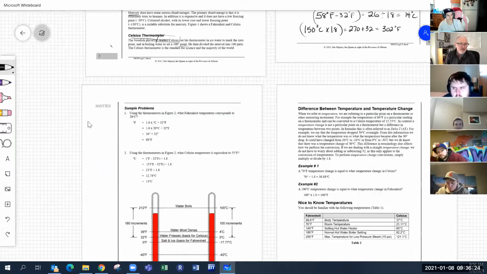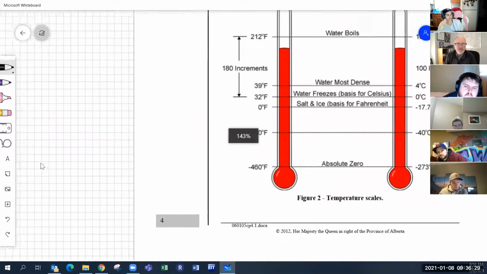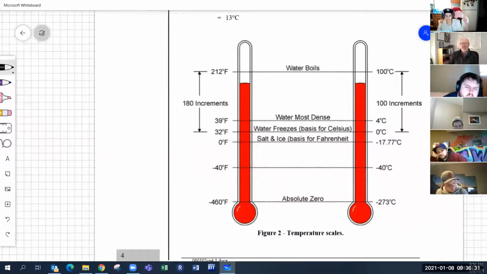And then look at this little image here. This is also important for us. Now, you see at this point right here where it says salt and ice? This is where the salt that they put on the road stops working. At minus 17.77 degrees Celsius, the salt that they put on the roads stops working, right?